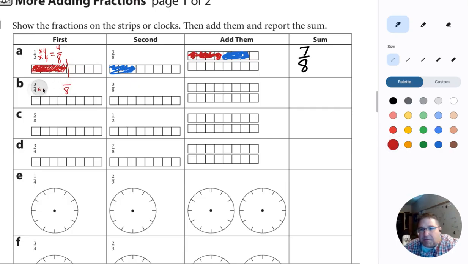Well, 4 times 2, so 3 times 2 is going to be 6. So 6 out of 8. So 1, 2, I'll do the squares individually. 1, 2, 3, 4, 5, 6. All right, then I'll shade in 6 here. 1, 2, 3, 4, 5, 6.